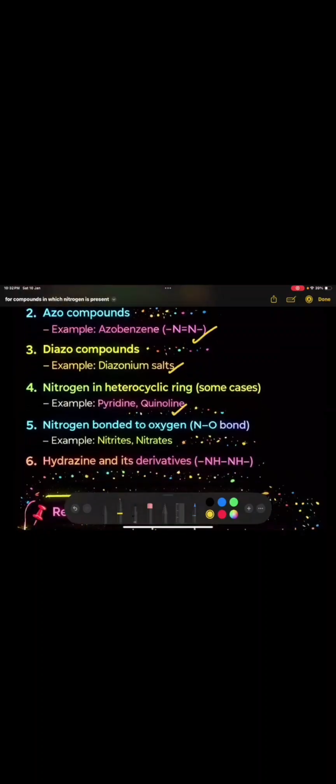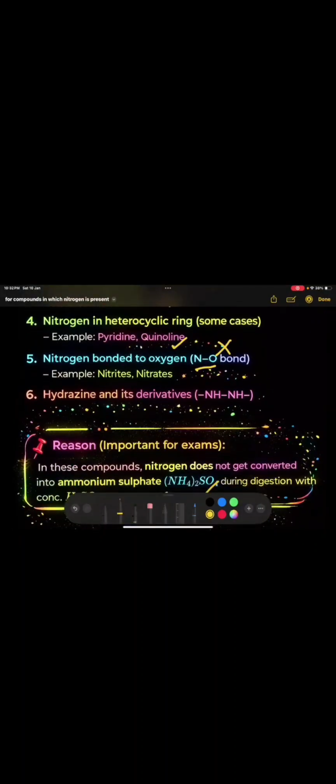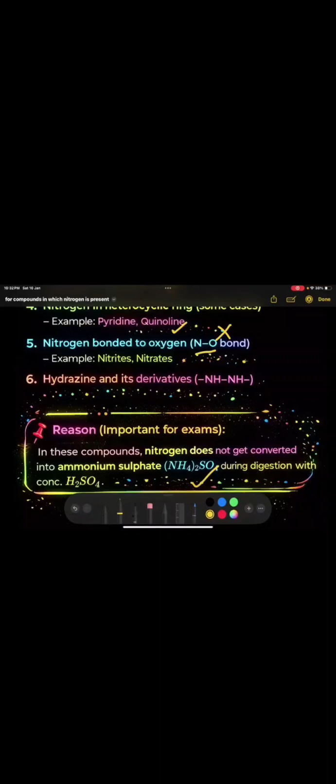Azo compounds, where N double bond N is present. Even diazo compounds, even pyridine or quinoline, where nitrogen is present inside the ring. Nitrogen, if it is bonded to oxygen, even there we cannot determine the percentage of nitrogen in the organic compound. Similarly, hydrazine and its derivatives. The reason behind that is, if nitrogen is present in the above compounds, that nitrogen cannot be converted into ammonium sulfate. So Kjeldahl method is not applicable for these.